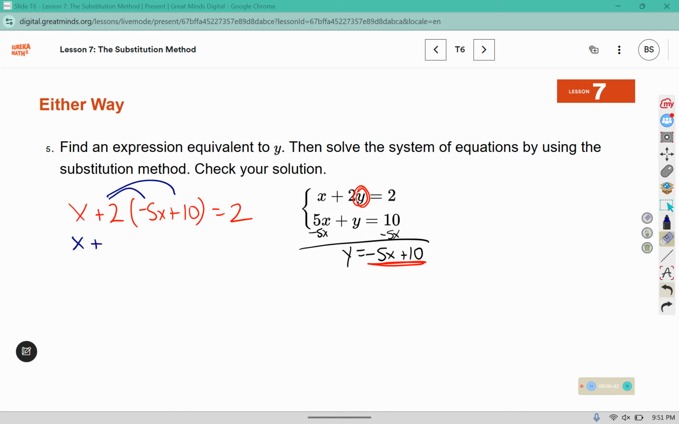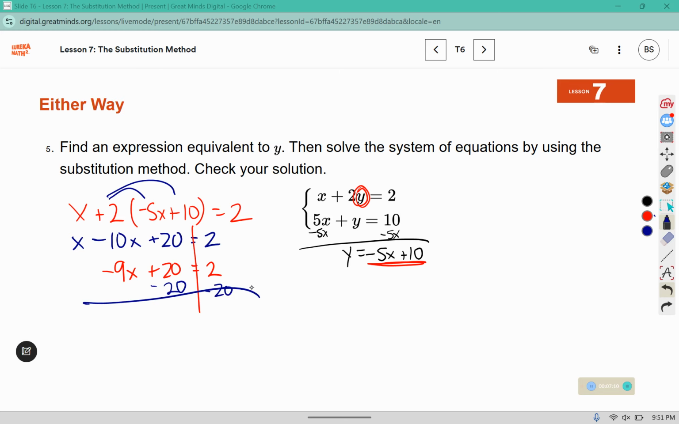2 times negative 5x is negative 10x. 2 times 10 is 20. We'll combine our terms here. Negative 10x and an x make negative 9x. Subtract 20 from both sides. 2 minus 20 is negative 18. I'm going to have negative 9x over here. Divide by negative 9, and that gives me x equals 2.